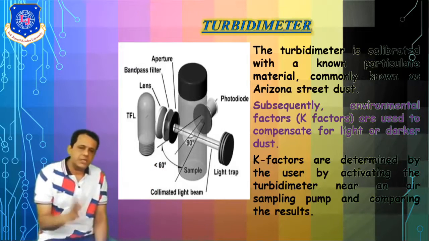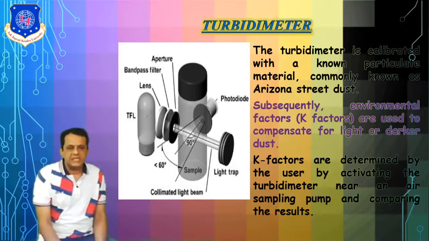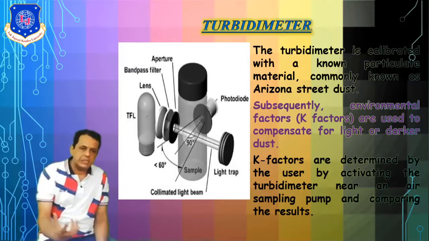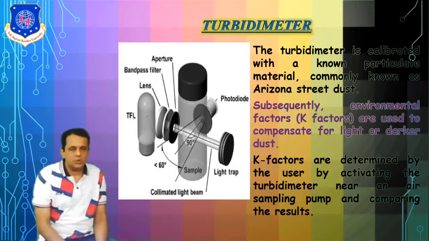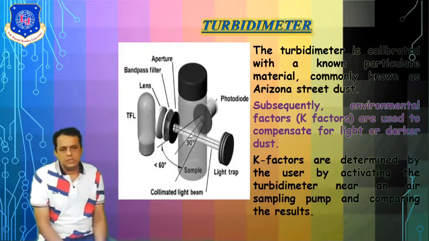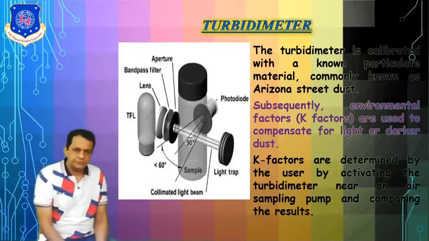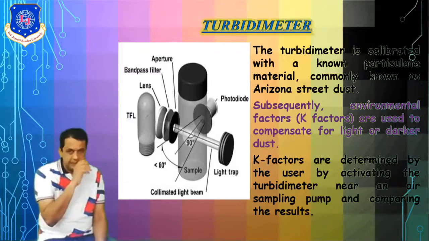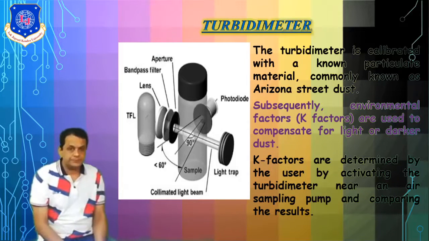This K factor will be determined by the user by operating the turbidity meter near an air sampling pump, or by comparing the results. So please keep in mind the detector is at 90 degrees here.